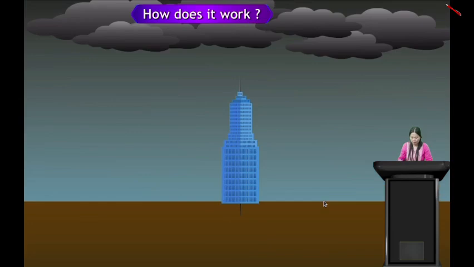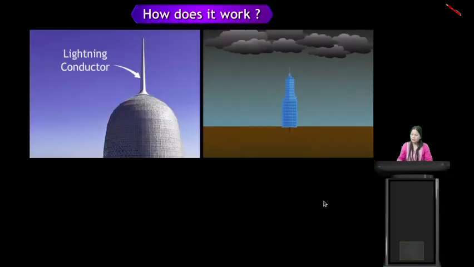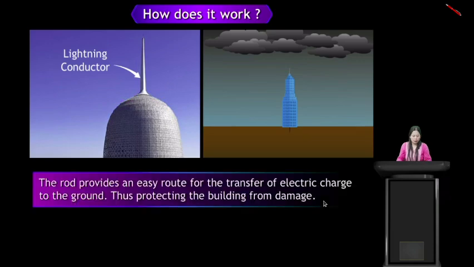Yes, students. So this lightning arrester, this metal rod, provides an easy route for the transfer of electric charge to the ground, thus protecting the building from damage. When the lightning strikes the building, this metal rod will provide an easy route for the electric discharge to be transferred to the ground. So because of this, the building is protected from damage. Alright, so this is how a lightning arrester works.